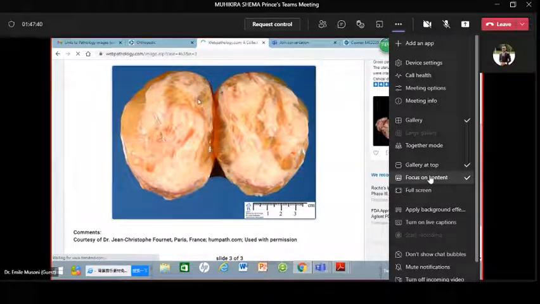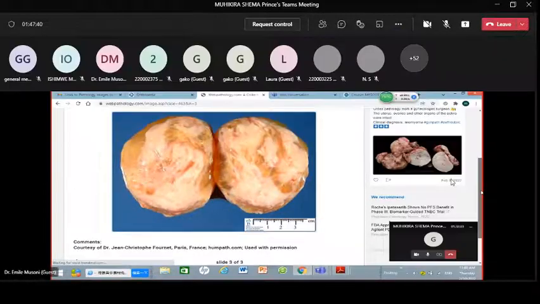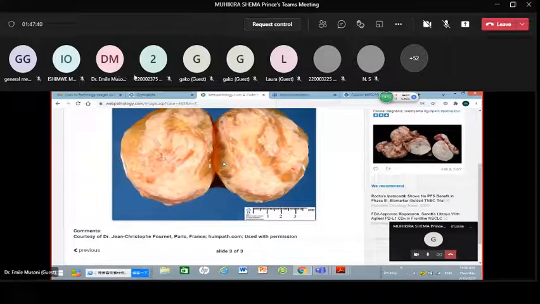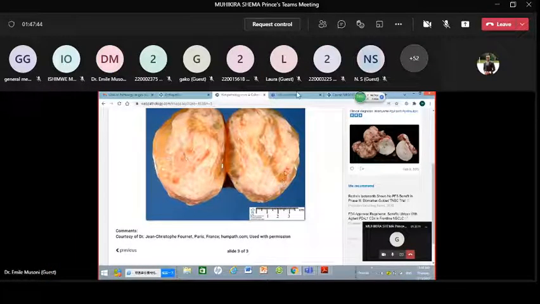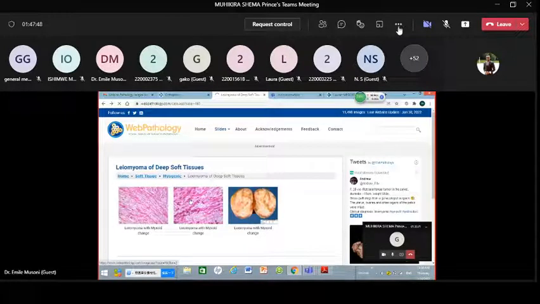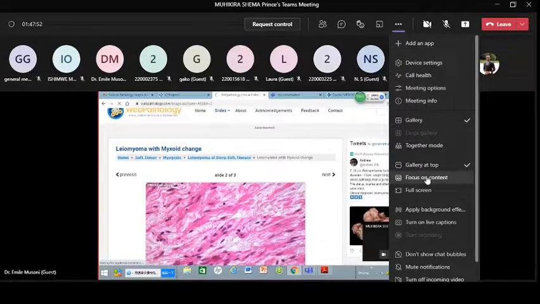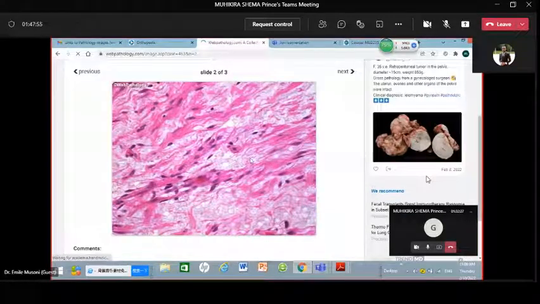This is leiomyoma with a myxoid material. This one is gelatinous material. This one. And this one is muscle proliferation. This one is an image of this one. Whitish here is the myxoid material. This one is the muscle.